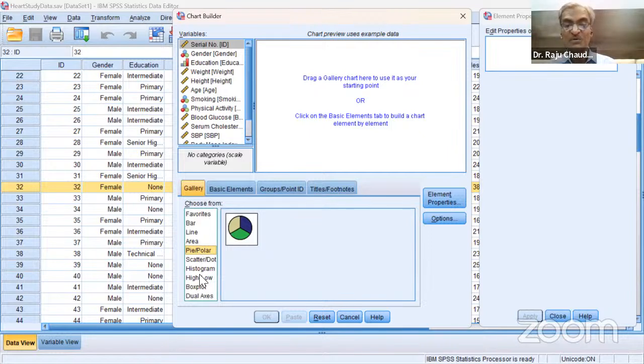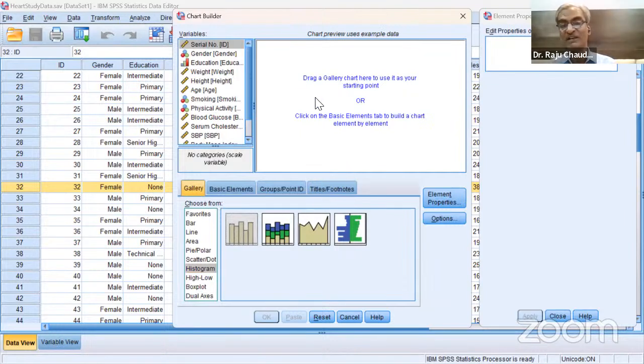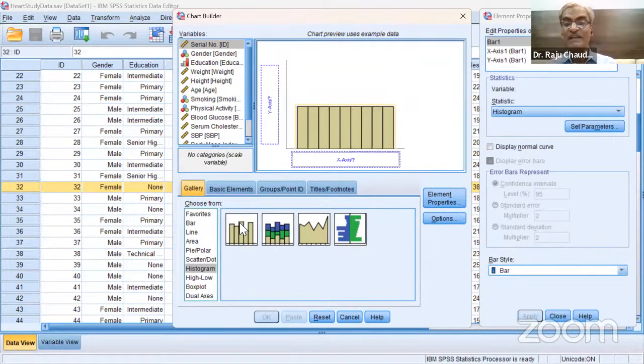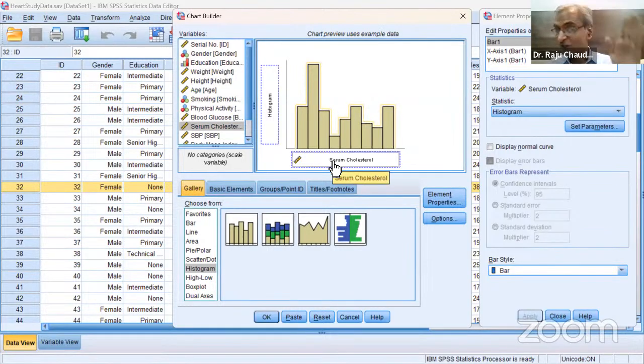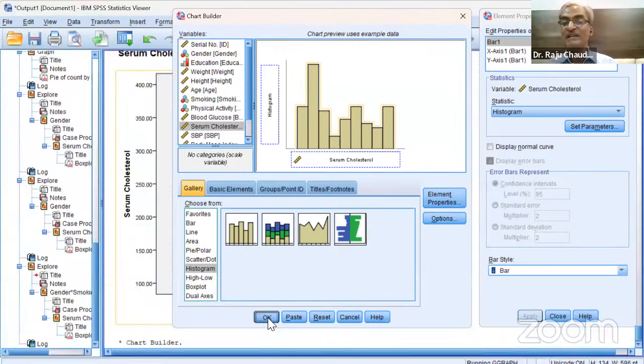But before that, say for example histogram. So we have to click this histogram. See, it is mentioned here, drag a gallery chart here to use it as your starting point. So just drag, or simply double click. Okay, either drag or simply double click. Here we can select the serum cholesterol, with serum cholesterol values along the x-axis. Along the y-axis, it will calculate the frequency, and then simply click OK.